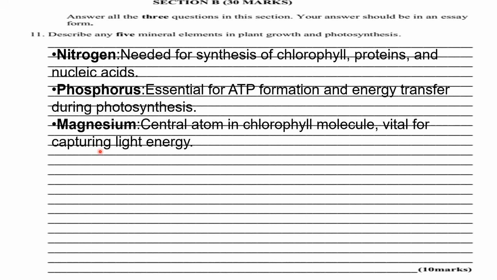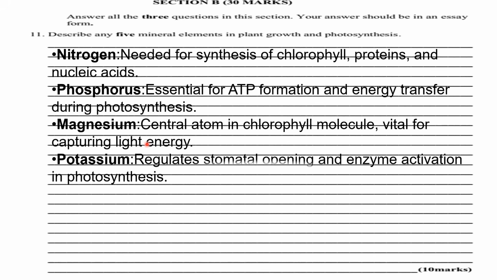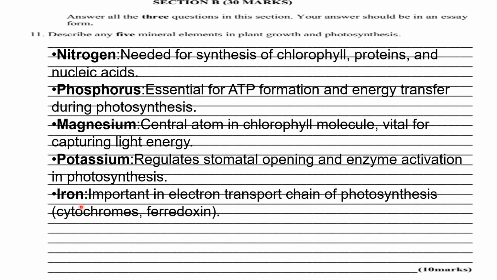Another one is magnesium, which is the central atom in chlorophyll, which is vital for capturing light energy. And then we have potassium. Potassium regulates stomatal opening and enzyme activation in photosynthesis. And lastly, iron, which is important in the electron transport chain of photosynthesis. All right, so these are the 5 minerals and their functions in growth and photosynthesis.